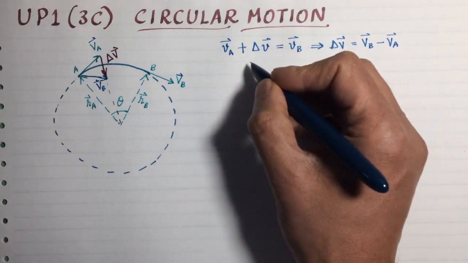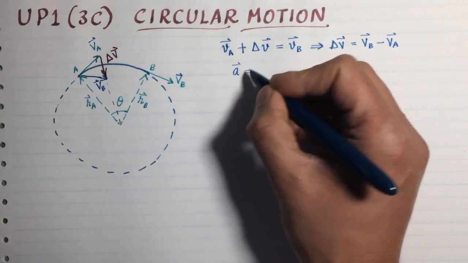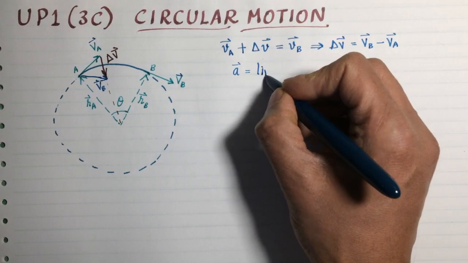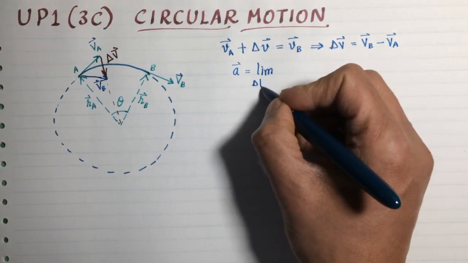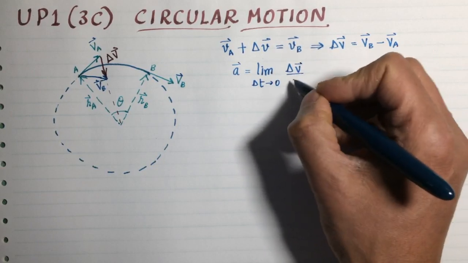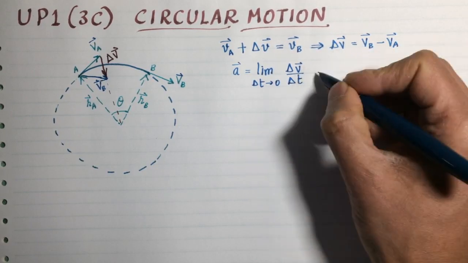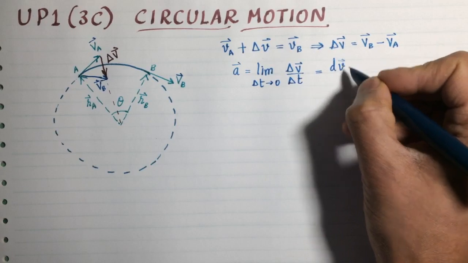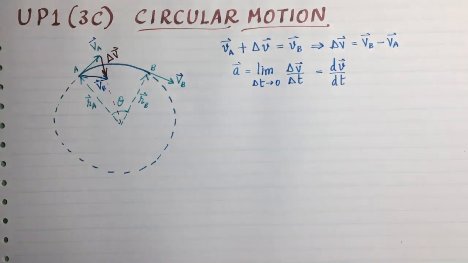So the acceleration is defined as a limit as delta t goes to 0 of delta V by delta t. In that limit, it becomes dV by dt. So this is the well-known definition of acceleration.